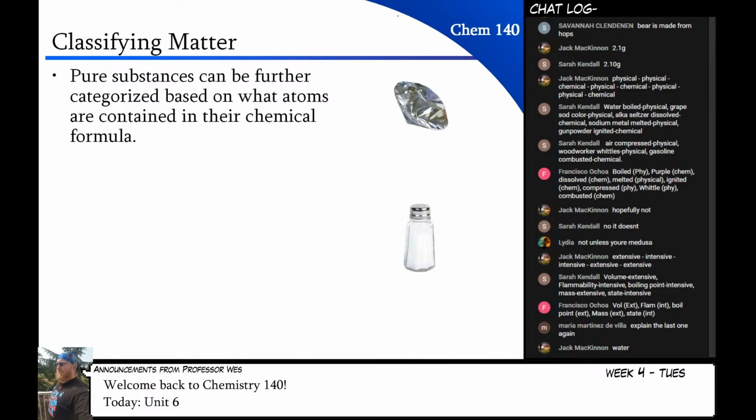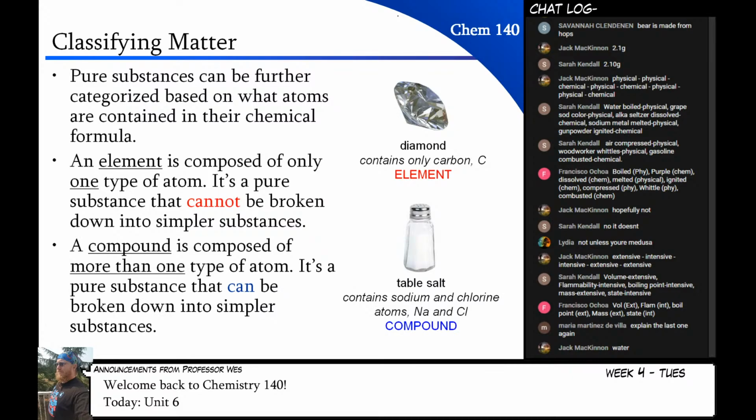Let's look at pure substances in more detail and assess what their chemical formulas can be. I'm going to give two examples here: diamond and table salt. A diamond contains only one element, and that element is carbon. Diamond is entirely carbon. If you have a periodic table handy, and you can look up the components that make up your pure matter, and you only find one element on the periodic table, we're going to call that substance just an element.